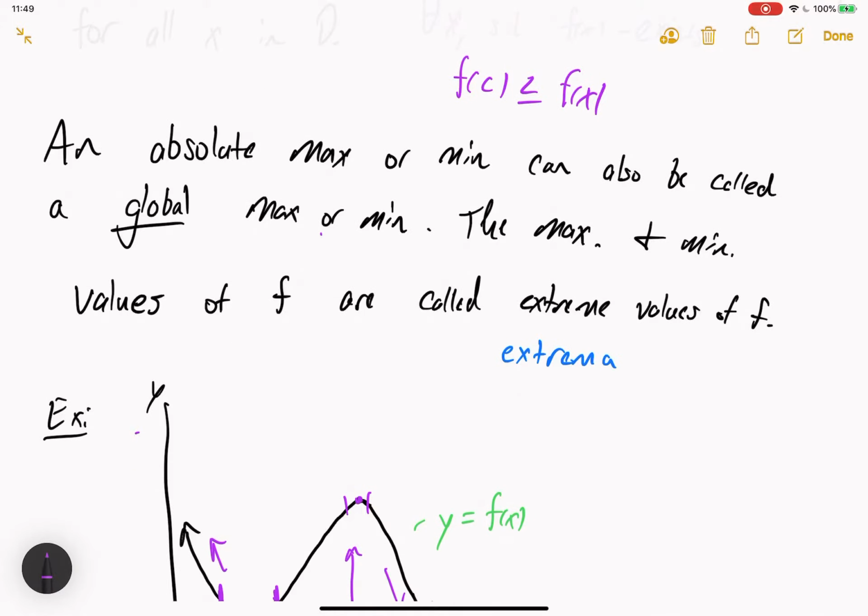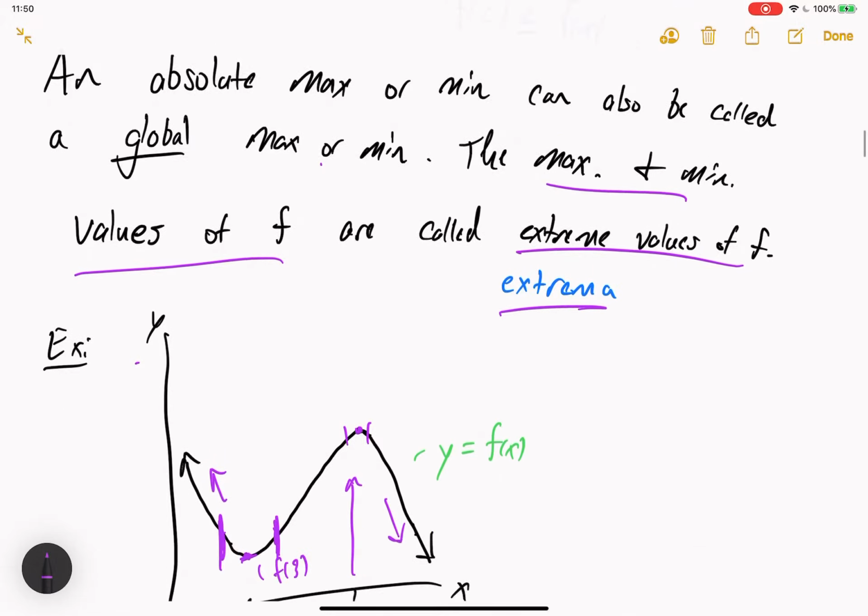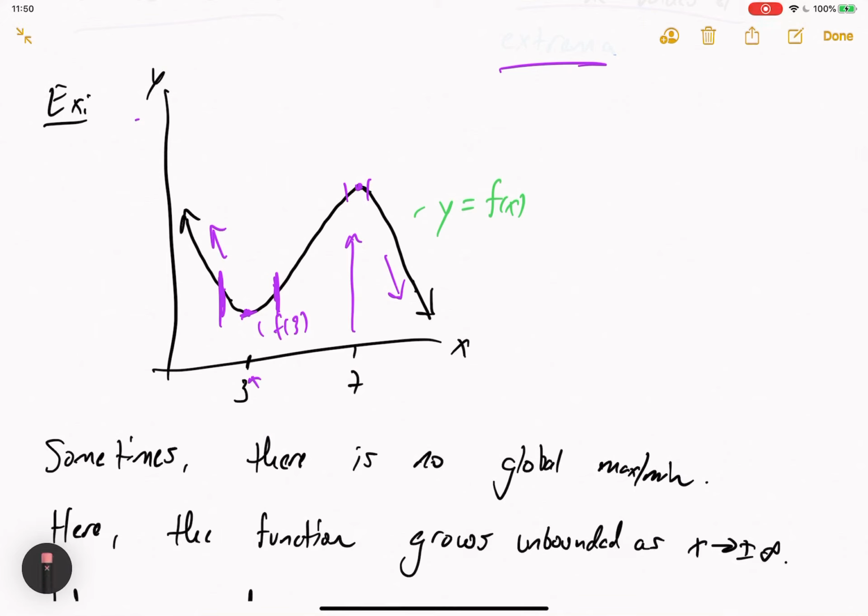The maximum and minimum values of f, so the max and mins, are also called extreme values of f, and also referred to as extrema. Because sometimes you want to talk about the fact that they're max and min without specifying which one they are. So it's easy just to say extrema, because sometimes you don't really need to be specific, and you'll see what I mean as we do more examples.